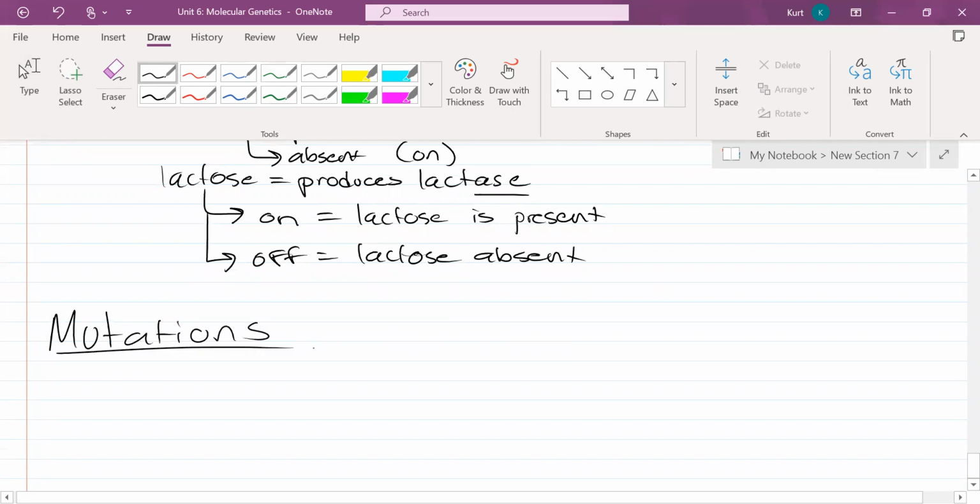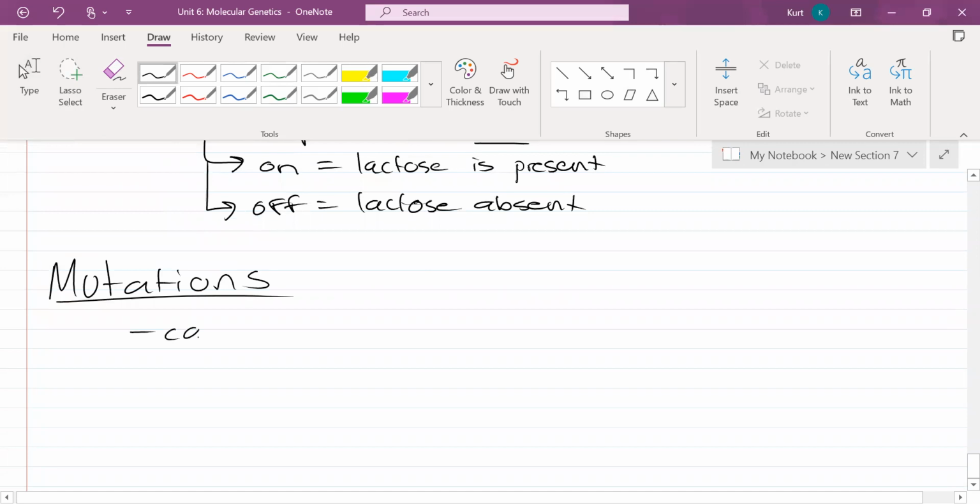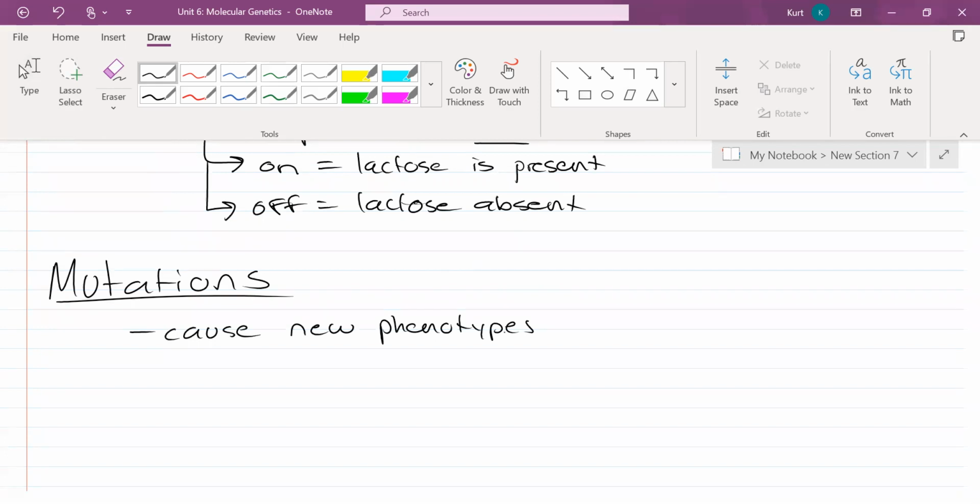Let's talk about mutations. Mutations can cause new phenotypes. Blue eyes, blonde hair, pale skin. Those are all mutations in humans. All humans derive from Africa. Africans have darker skin, darker features. Over the course of thousands and thousands of years, there were some mutations that happened. And now we have all different races and cultures and appearances. That's mutation.